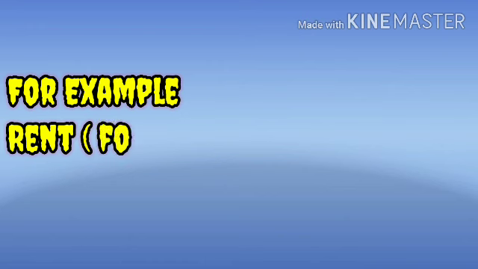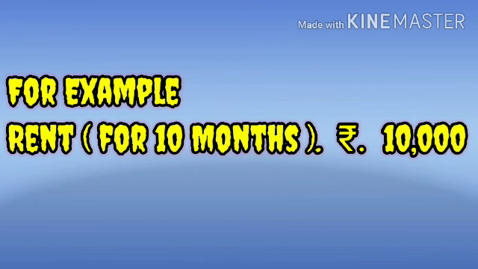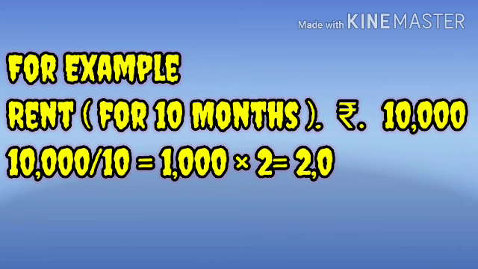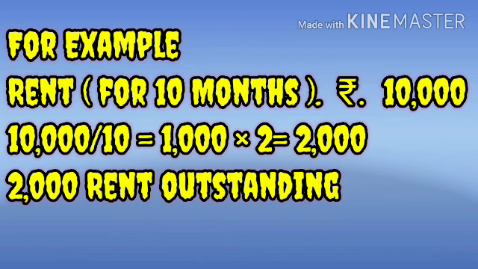First, rent paid (for 10 months) rupees 10,000 given in trial balance. First, we calculate outstanding rent, which is 10,000 divided by 10 is equal to 1,000 per month. Hence, 1,000 multiplied by 2 is equal to 2,000 outstanding rent.